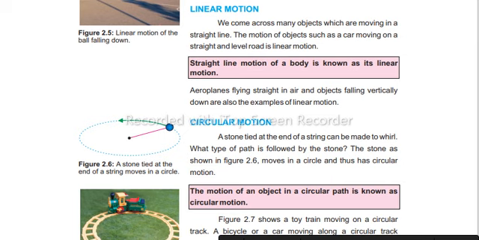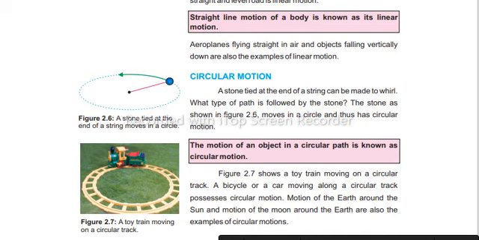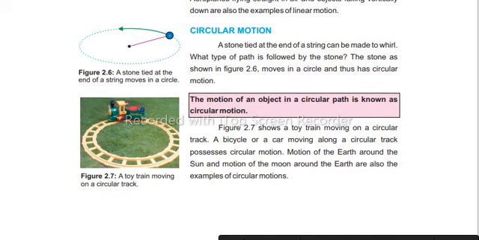In circular motion, a stone tied at the end of a string can be made to whirl. What type of path does the stone follow? The stone is shown in figure 2.6. In this figure, the stone is moving in this type of rotation. Then it moves in a circular path, and thus the motion is known as circular motion. The motion of an object in a circular path is known as circular motion.